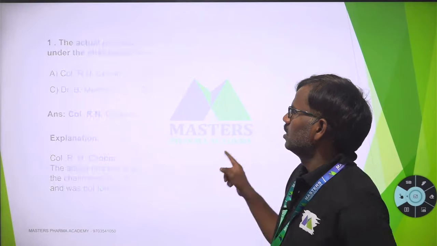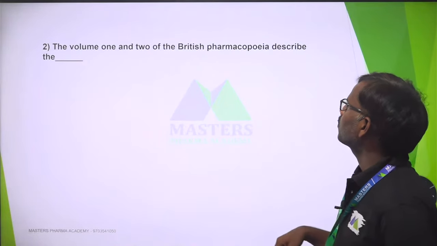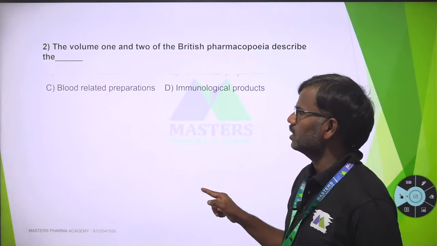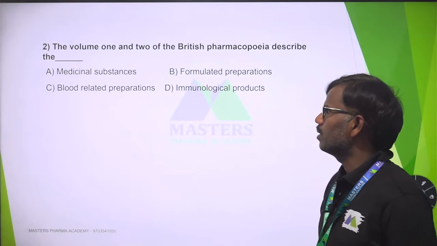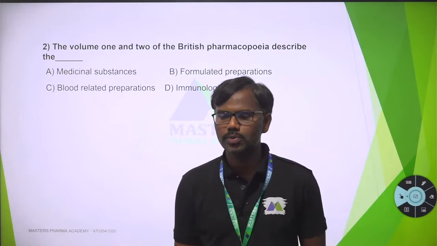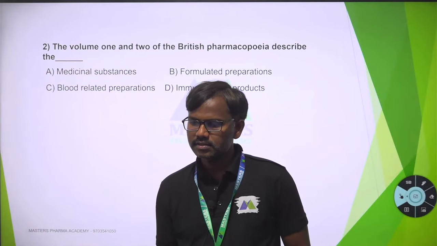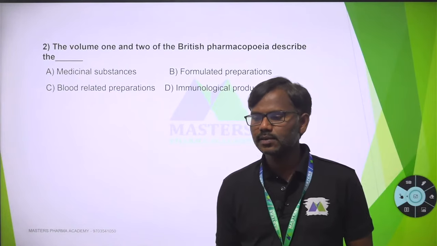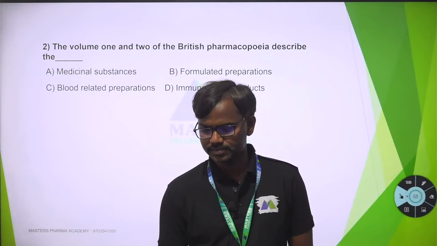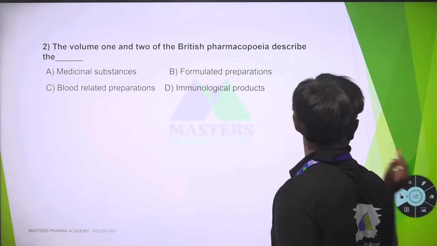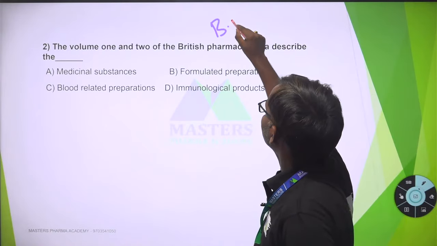Right, next question. Volumes 1 and 2 of the British Pharmacopoeia describe the, options are: medicinal substances, formulated preparations, blood-related preparations, immunological products. Can anyone answer? BP explains about which kind of products? BP means British Pharmacopoeia.